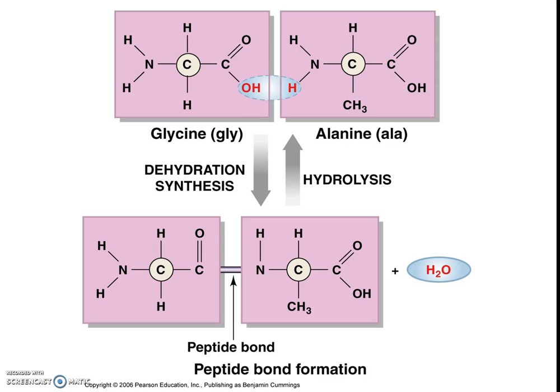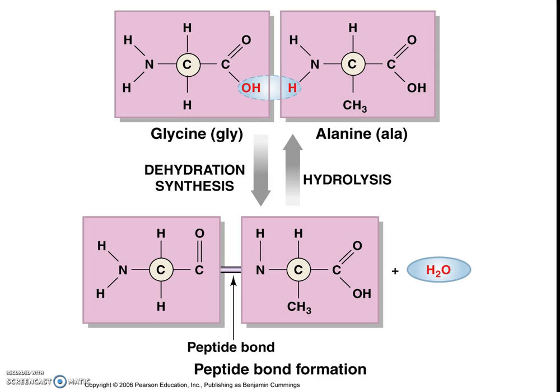Now again, notice glycine and alanine have the similar structure of every amino acid. They have the amino group, they have the central carbon, they have the hydrogen, they have the carboxylic acid group, but they differ in the R group. For glycine, the R group is simply a hydrogen atom. For alanine, the R group is a CH3 group. So we put these together, we form what's called, in this case, a dipeptide, because there's just 2 amino acids.